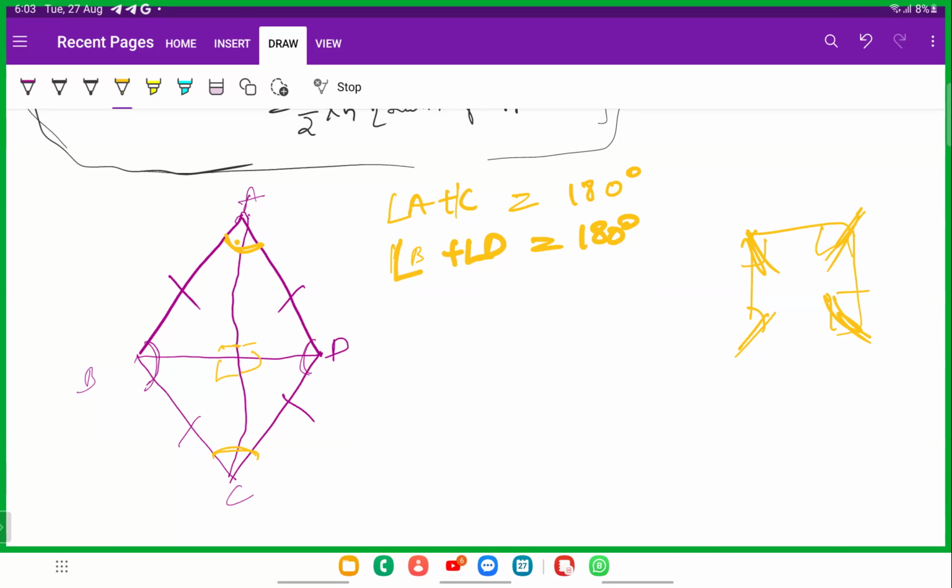Sir, if we add angle A and angle C, we won't get 180 degrees, sir. If we add angle A and angle B, then we will get, sir. We should not add opposite side angles, sir. We should add adjacent angles. Who told you this?